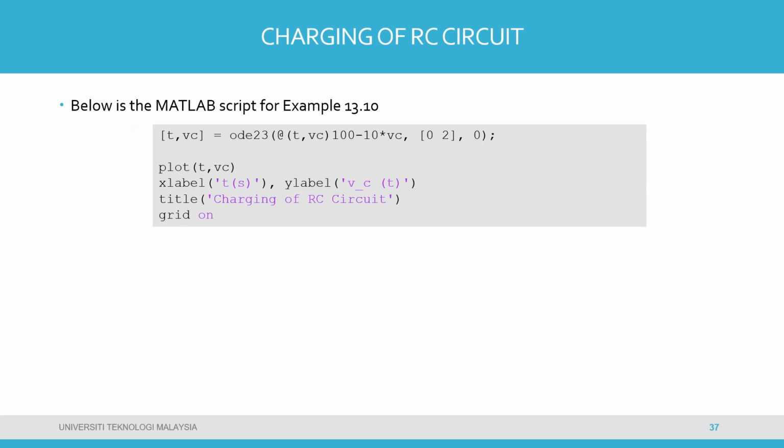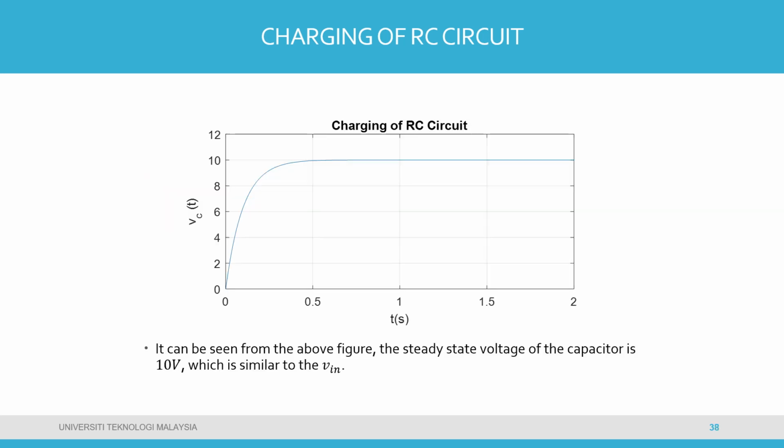So basically this data you just plot this. Of course you put the label. X label is the time, Y label is the voltage capacitor, you give the title, and of course the grid. So here are the results. You can see that the voltage increases until it reaches steady state. Usually this one is the input voltage, which is 10 volt, which is similar to 10 volt. So basically this is the result of your coding using ODE.